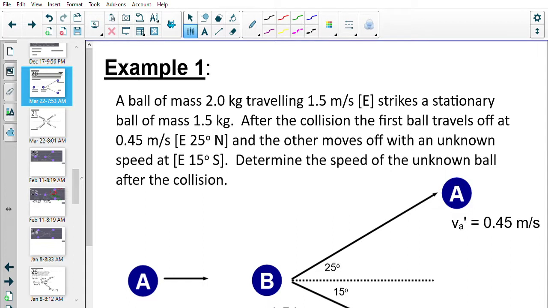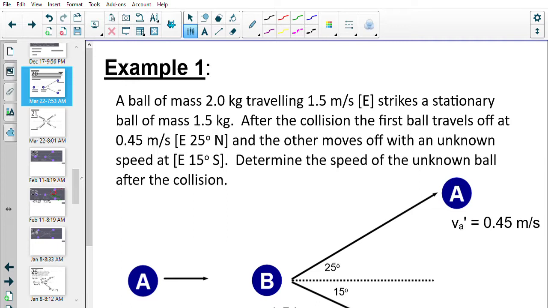Okay, so here we're going to do two more examples of collisions that have conservation of momentum in two dimensions. But unlike my last video, these aren't going to involve right angles, which means it's going to be more complicated in terms of resolving x and y components.